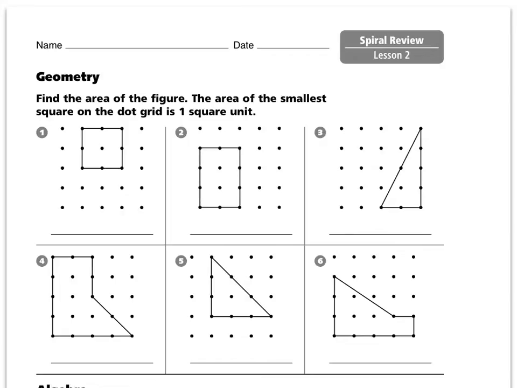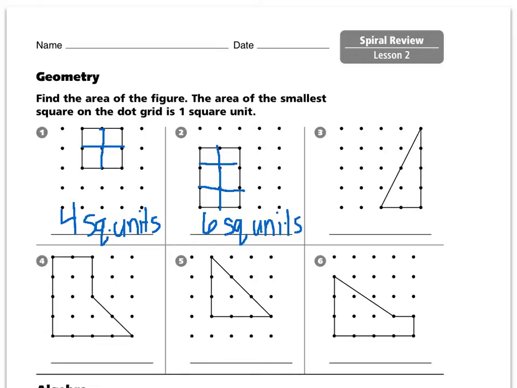Let's look at Chapter 10, Lesson 2 Review. Find the area of the figure. The area of the smallest square in the dot grid is 1 square unit. So I know if I cut up number 1, I'm going to have 4 square units. Remember to include your labels.